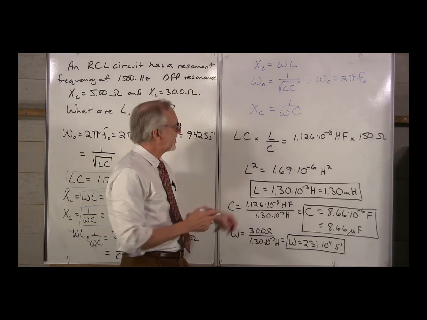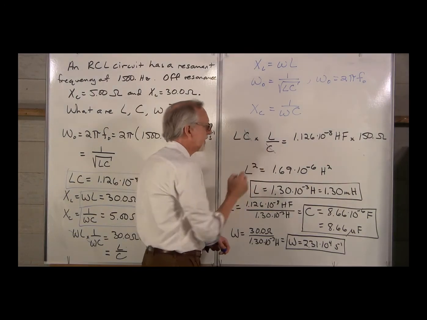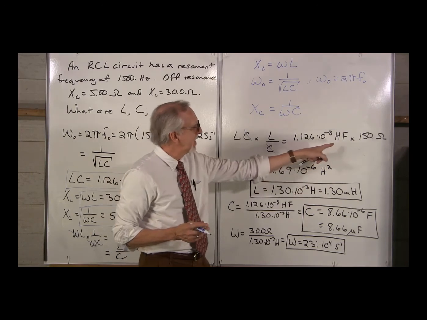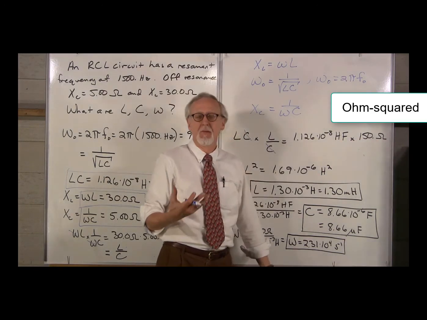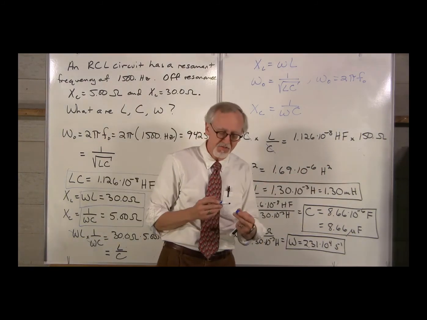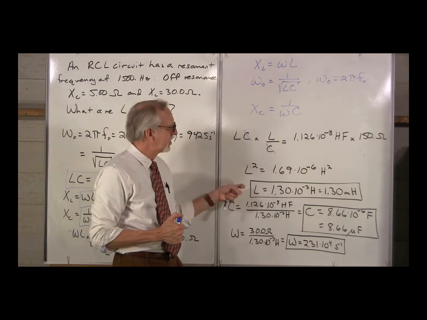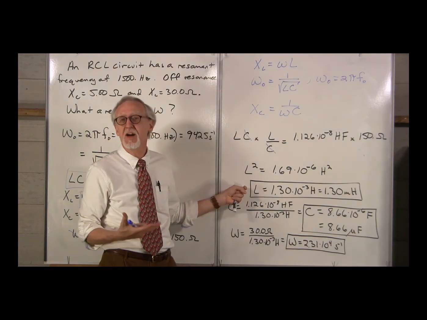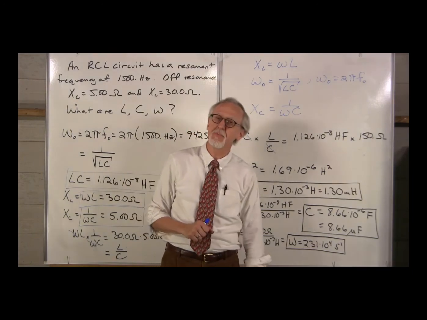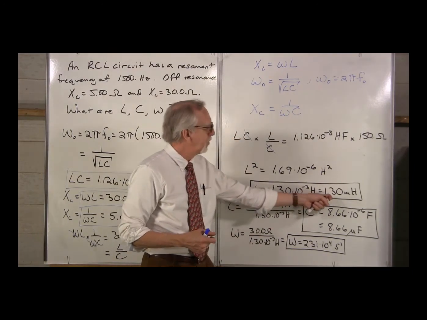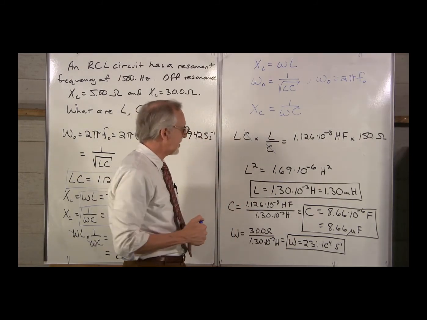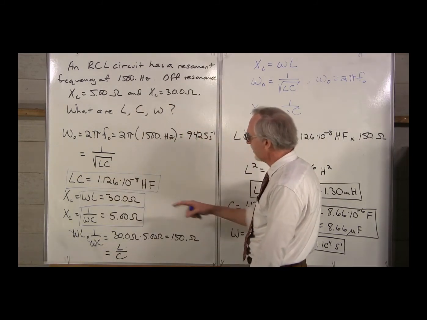And what do we get on the left side? Well, the capacitance cancels out, and we're left with L squared. What are the units on the right side? Well, it's a Henry Farad ohm, which we know has to be an inductance squared, so it's just a Henry squared. Taking the square root leaves us with the value for L. We've got L all by itself, which turns out to be 1.30 times 10 to the minus 3 Henries, or 1.30 millihenries.